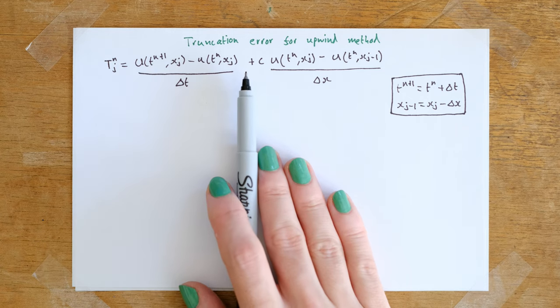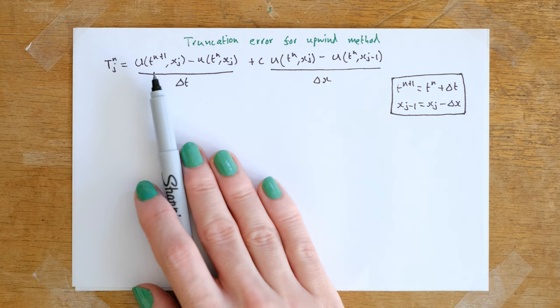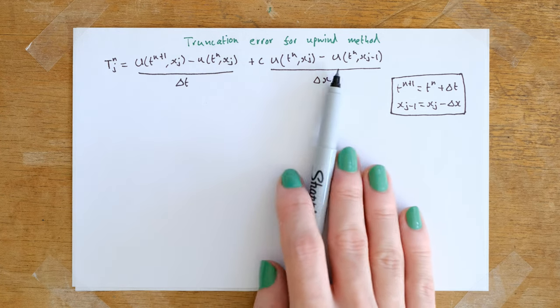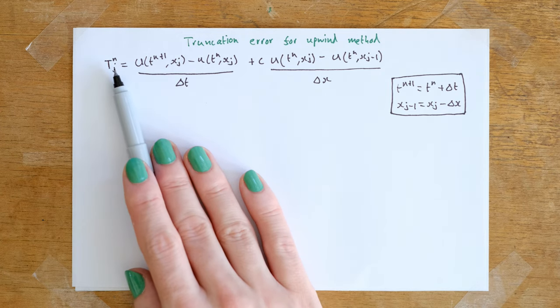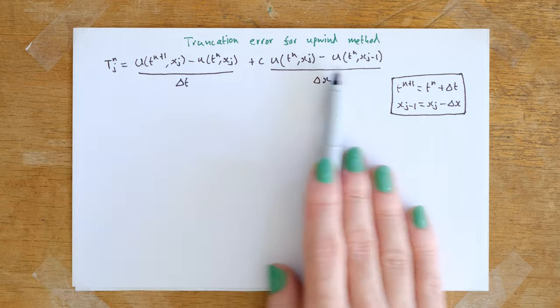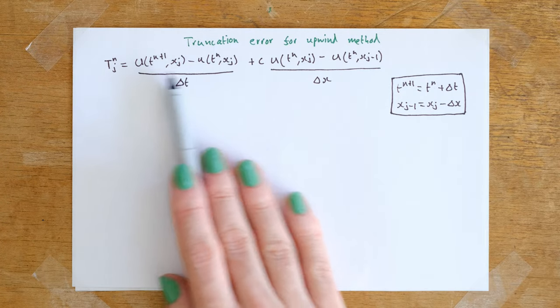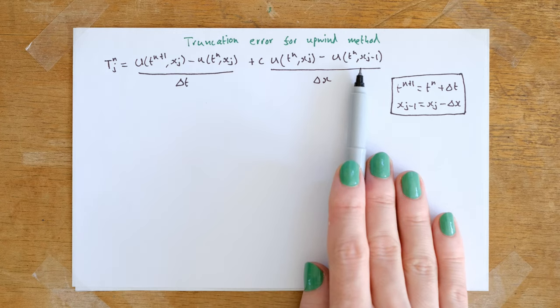Let's now look at calculating the truncation error for our upwind method. And the truncation error is given by substituting our true mathematical solution, u of t and x, into our numerical scheme. And at time t_n and x_j, our truncation error will be given by this expression, where this term is our first order expression for u_t, and this is our first order expression for u_x.